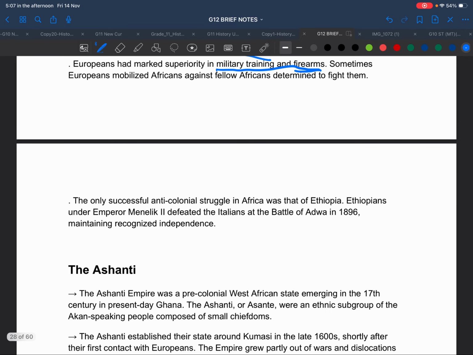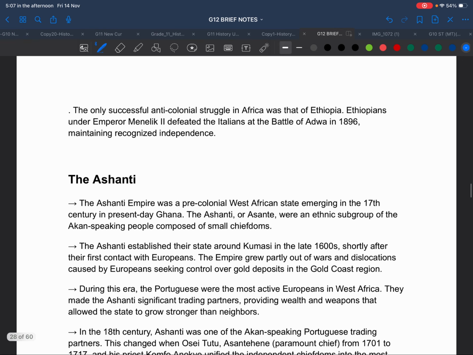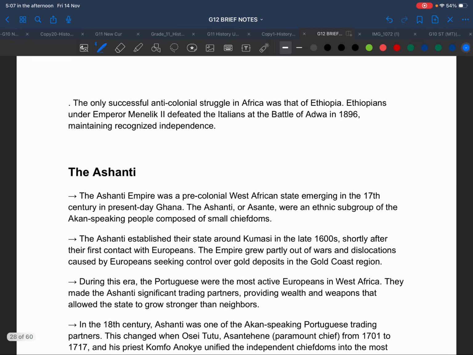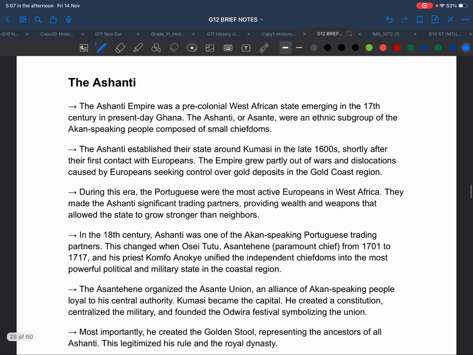The only successful anti-colonial struggle in Africa was that of Ethiopia. You remember the Battle of Adwa, the victory of the Ethiopians under Menelik, who defeated the Italians at the Battle of Adwa in 1896, maintaining recognized independence. We know our national history.